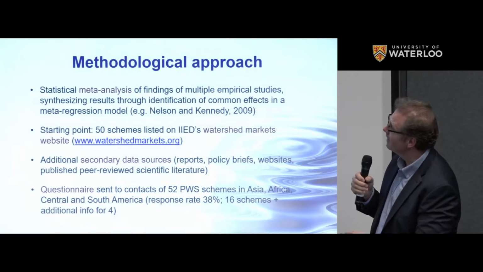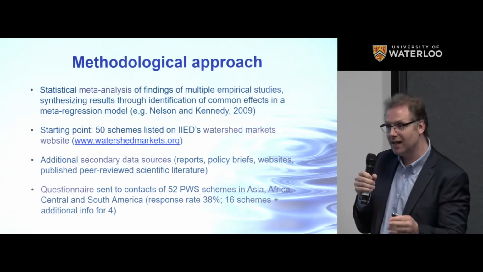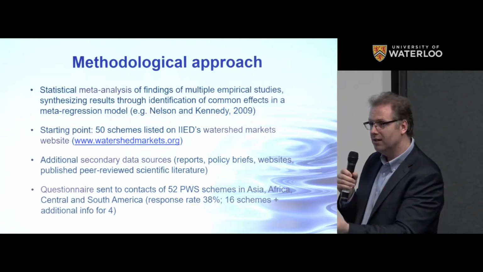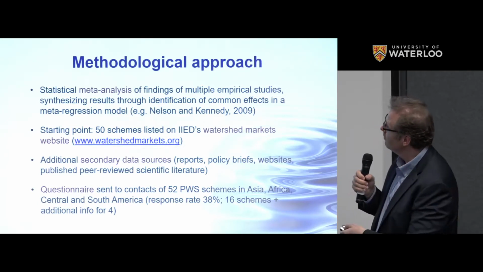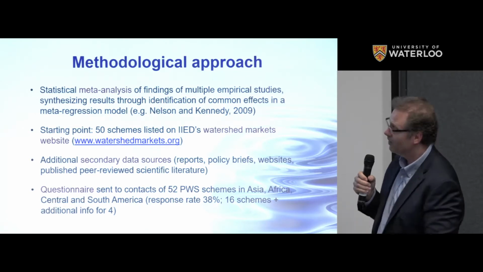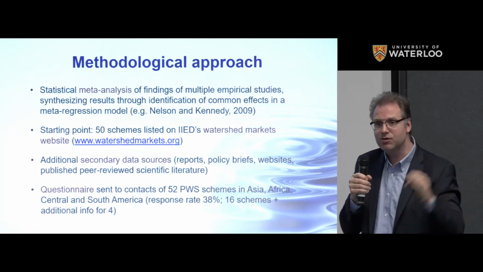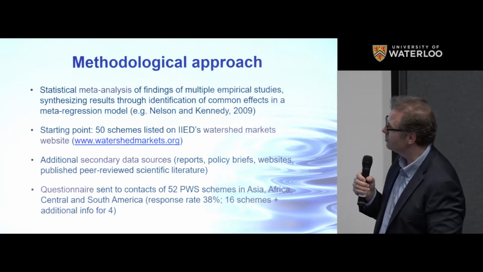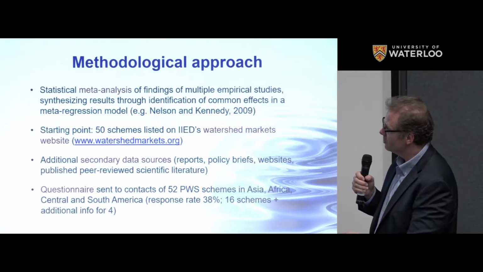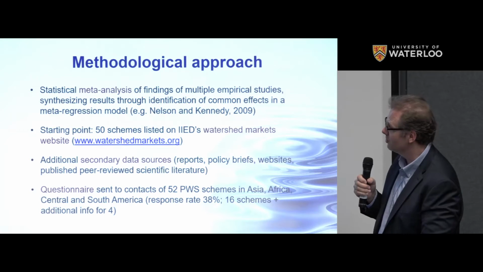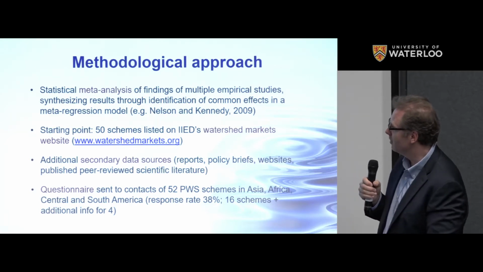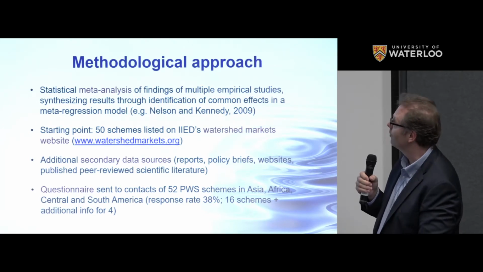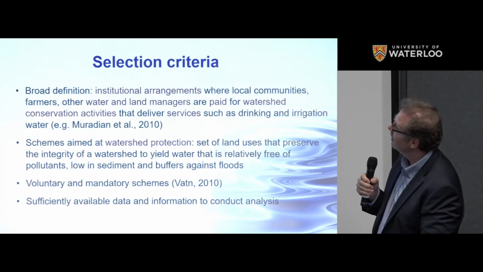It's basically a meta-analysis, a quantitative meta-analysis. So the difference with what was done in the past is that I actually tried to quantify the factors and the delivery of the ecosystem services. I used the Watershed Markets website, where there are different examples of schemes worldwide where water services are being traded. We used additional secondary data sources, and we sent out a questionnaire to 52 payments for watershed services schemes in different places. We had a response rate of 38%.